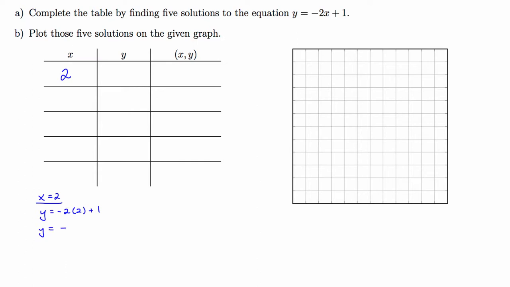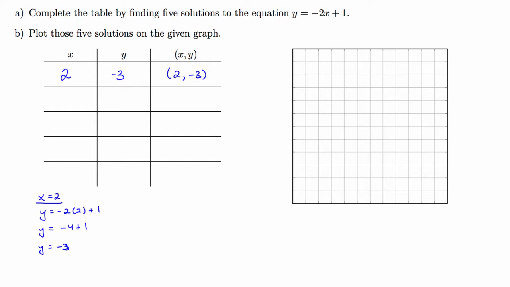Well, negative 2 times 2 is negative 4. Negative 4 plus 1 is negative 3. So we have found when x is 2, the y value will be negative 3, and that will give us a solution, an ordered pair, of 2, negative 3. The choice of the 2 for the x value was completely arbitrary. We could have picked any other value for x, or we in turn could have picked a value for y.